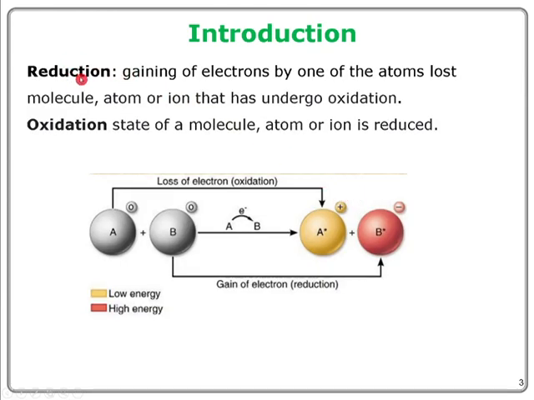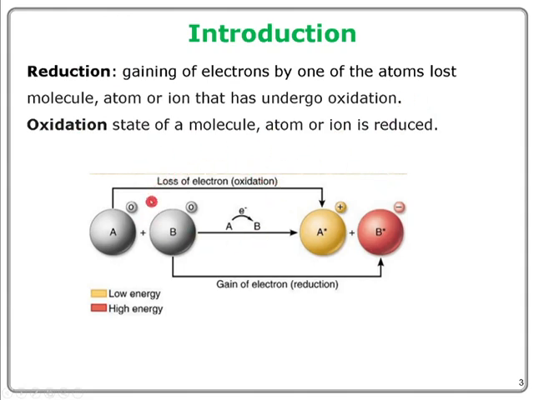Then reduction is the gaining of electrons by an atom. So in the first instance, one atom has lost electrons, meaning the other atom will gain the electrons, and the one that gains electrons undergoes what you refer to as a reduction reaction. Reduction is basically the opposite of oxidation, and in this case the oxidation state of a molecule, atom, or ion will reduce.